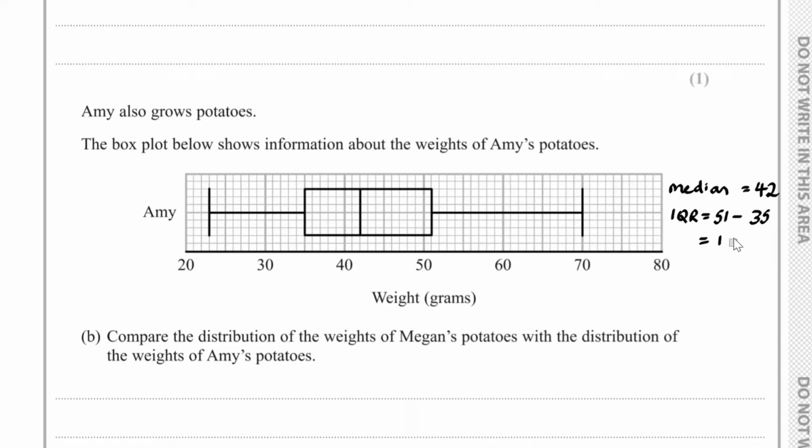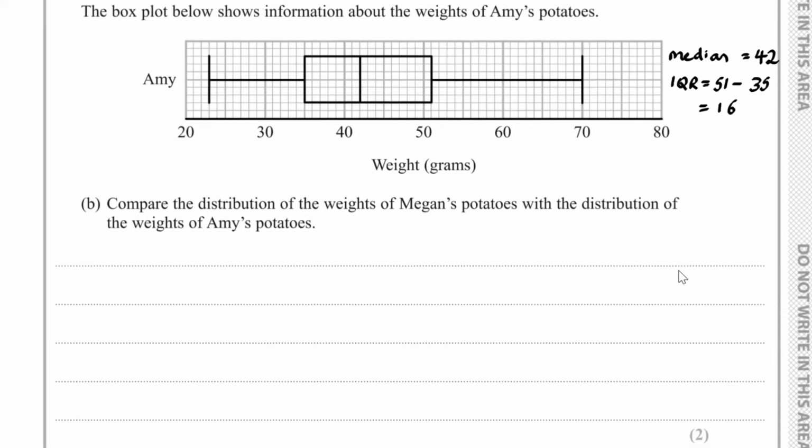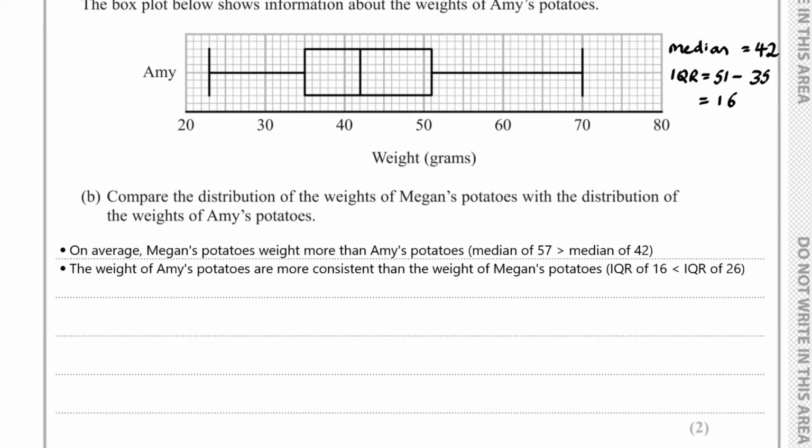So with that, we can now compare the distributions. So on average, Megan's potatoes weigh more than Amy's potatoes, and that's because Megan's 57 median is greater than Amy's 42 median, and the weight of Amy's potatoes are more consistent than the weight of Megan's potatoes. The interquartile range of 16 for Amy is less than the interquartile range of 26 for Megan.